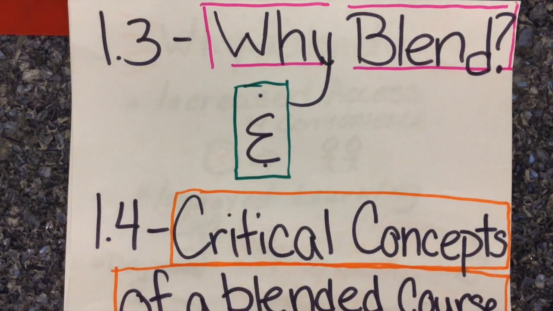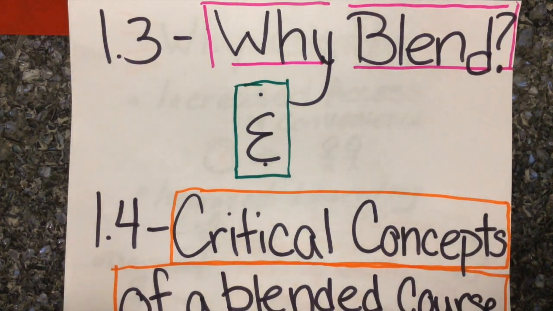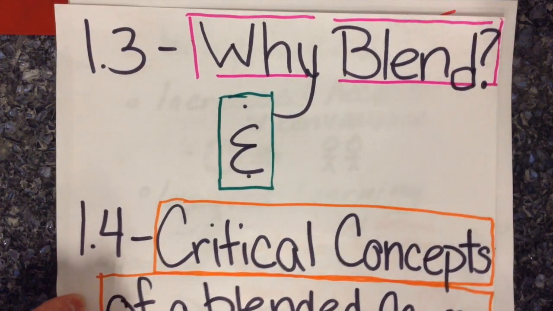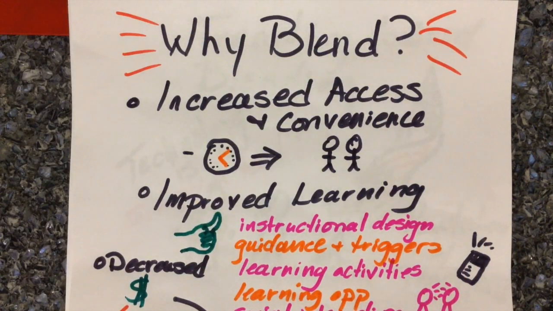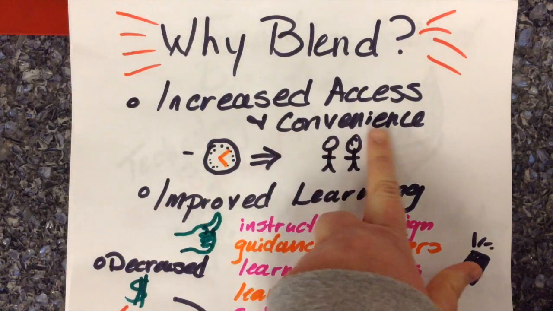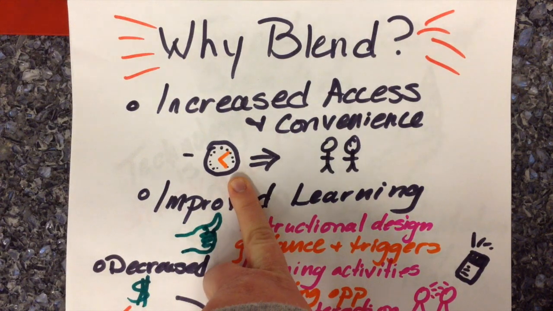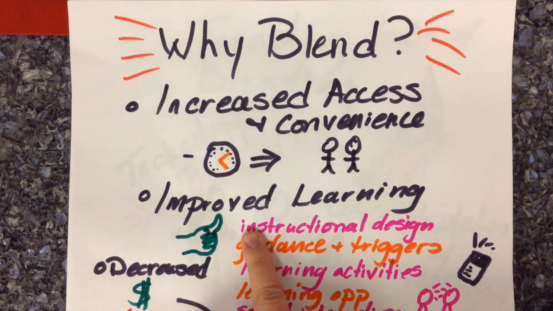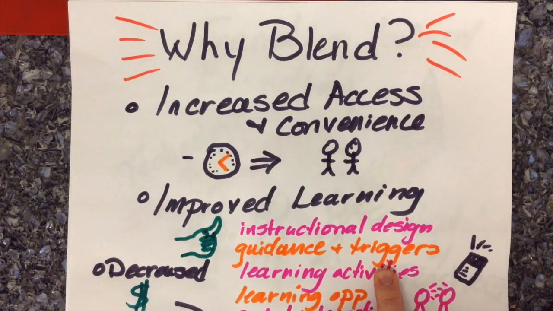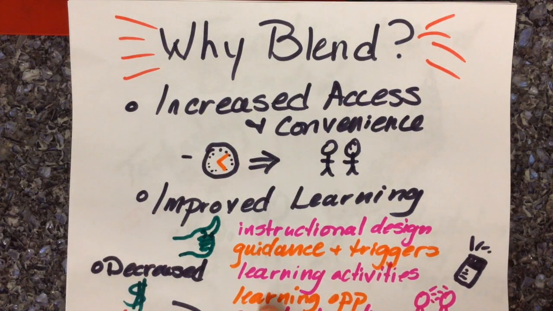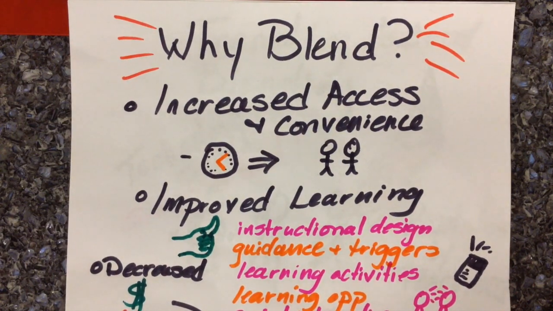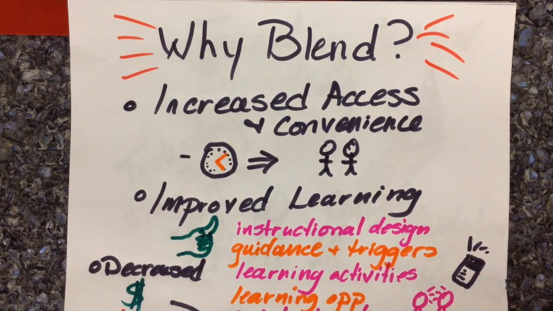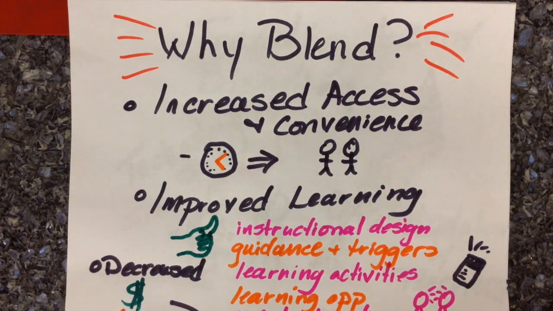Section 1.3 and 1.4, why blend and critical concepts of a blended course. Why blend? Increase access and convenience, so students and teachers can participate when most convenient. Improved learning includes instructional design, guidance and triggers, learning activities, learning opportunities, social interaction, and time on task. It's supposed to decrease our costs as well.